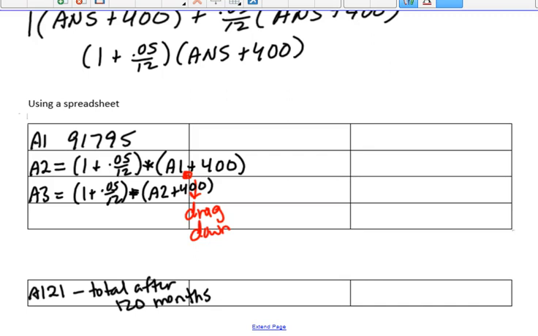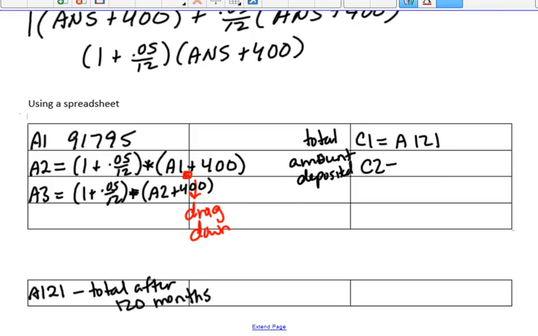Then I wanted to know how much of this was interest. So I took my total and I made C1 equal to A121. So that was my total. It recopied my total. This was my amount that I deposited.